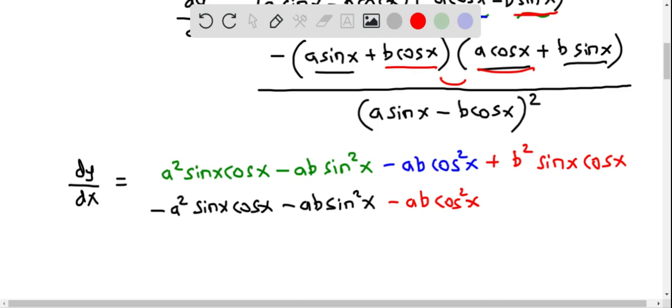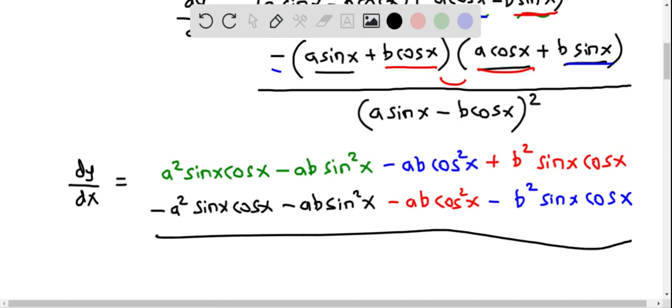Now let's multiply b cosine x with this b sine x. So it will be positive b squared sine x cos x. But because of this negative, we put this as negative b squared sine x cos x, and this should be all over a sin x minus b cosine x quantity square. Now let's simplify the terms in the numerator.